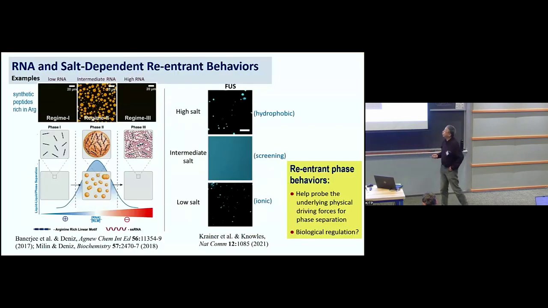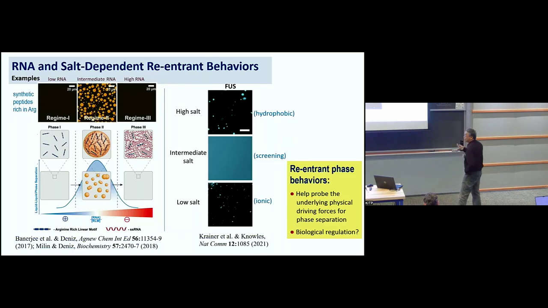So it has been known for some time that there are salt-dependent reentrance behaviors in IDP condensates. Here's an example with RNA. Only at an intermediate concentration of RNA do you get phase separation, and if you have a high or low concentration of RNA, you don't.